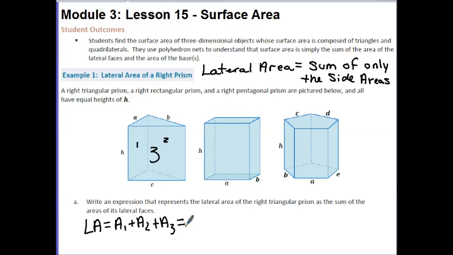Now in each of these, the faces are made up of rectangles. So we know the area of a rectangle is base times height. So in this case, area 1 would consist of a base of length A and a height of h. So that would be A times h. The area of figure 2 has a base of B and a height of h as well, B times h. And finally, figure 3 has a base length of C and a height of h, making its area C times h.